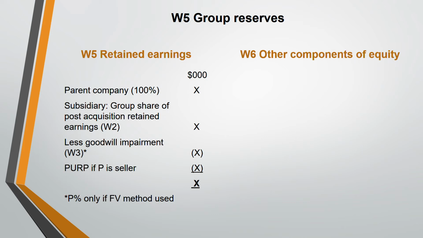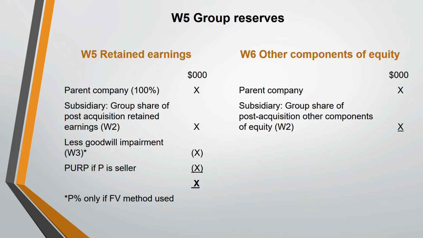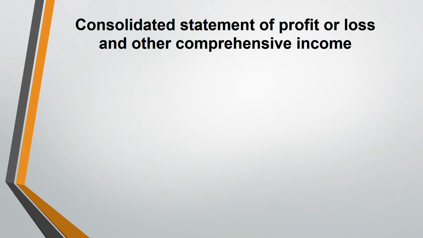If it's there, then you have to do the working, and the workings are pretty simple in other components of equity. It's not so lengthy. So take the parent company's components of equity. With that, you add the subsidiaries, the same way you have done for retained earnings. Here it is just the other components of equity. So add the group share of their post-acquisition other components of equity. How are you going to get the post-acquisition other components of equity? Other components of equity at the date of reporting minus at the date of acquisition. From working number 2, you can take. Just deduct and find. That's it. This only will go in the statement of financial position.